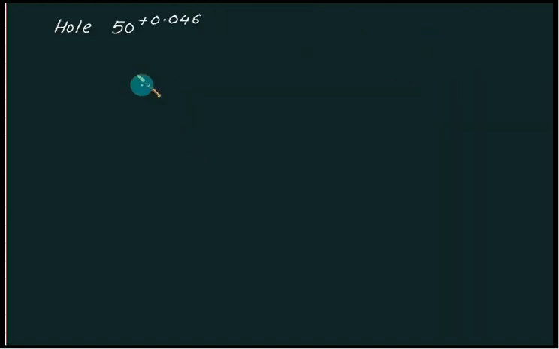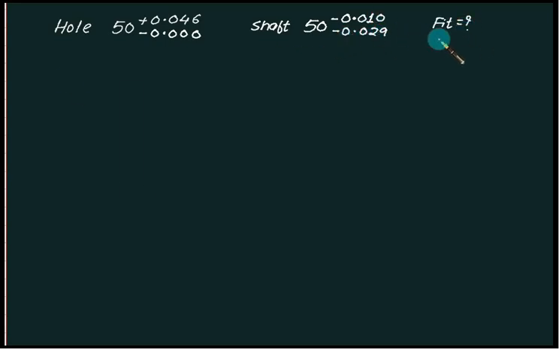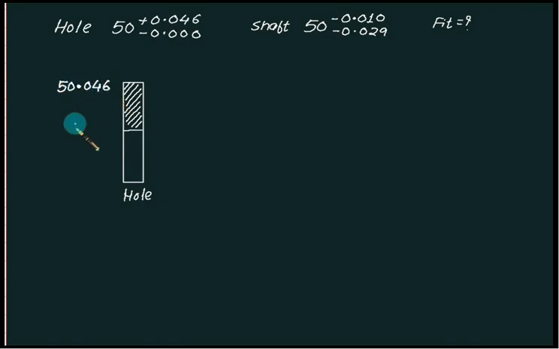So we'll consider some simple problems here. Let's suppose we have a hole of size 50 plus 0.046 minus 0.00 and a shaft of 50 minus 0.010 and minus 0.029, and we want to identify what type of fit we have. So first of all we'll go for the hole. We'll represent the hole like this with a maximum size of 50.046 and minimum size of 50. Both sides of the shaft are less than 50 here, so we'll construct the shaft below the hole size.